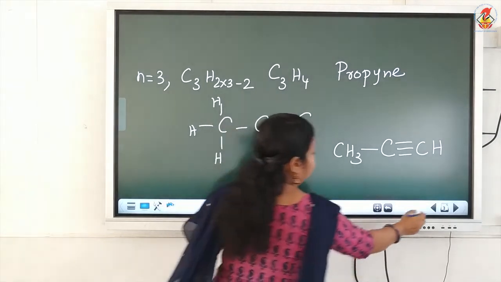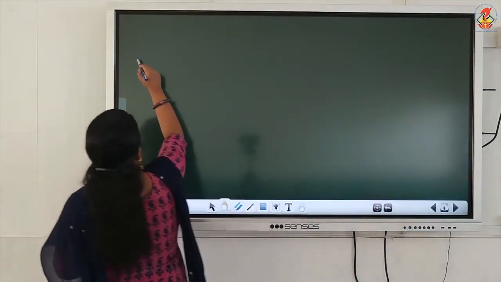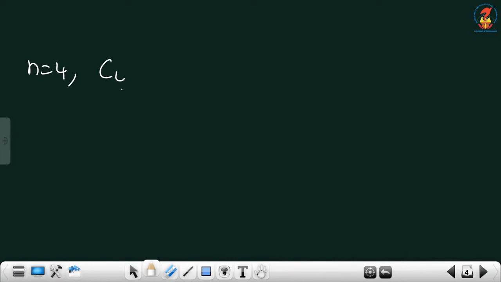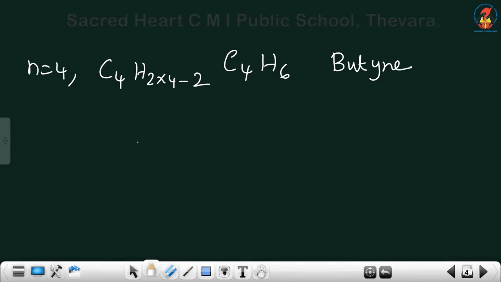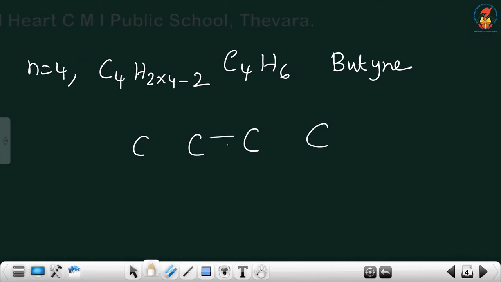Okay. Now, the next one, n is equal to 4. C4 H 2 into 4 minus 2. So, what is it? C4 H6. What is the name? Butyne, butyne. So, draw 4 carbon atoms. Make one of the bonds a triple bond. So, in the middle I have put the triple bond between the second and the third carbon atom. So, other bonds are single bonds.